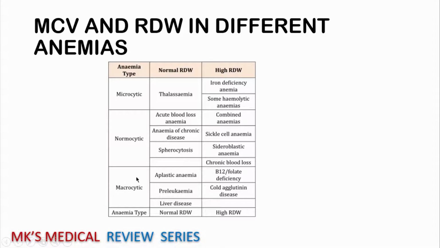Then macrocytic anemias with a normal RDW include things like aplastic anemia, pre-leukemia, liver disease, and then those that are going to be causing a high RDW: vitamin B12 deficiency and folate deficiency, cold agglutinin disease. Then you may also have anemia with a normal RDW and anemia with a high RDW, which are these causes that I have listed above. So take your time to actually learn these causes and find a logical way to think them through.